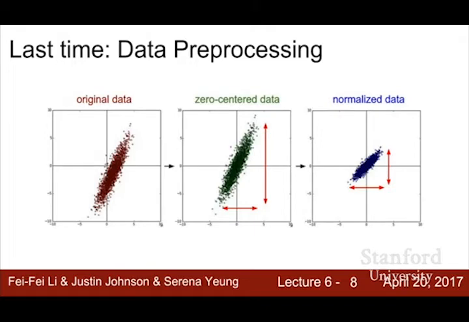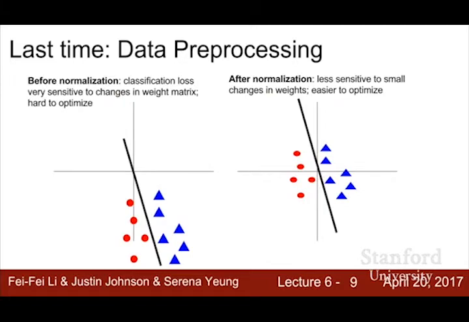We also talked last time about data pre-processing. We talked about how it's pretty typical in ConvNets to zero center and normalize your data, so it has zero mean and unit variance. I wanted to provide a little bit of extra intuition about why you might actually want to do this. So imagine a simple setup where we have a binary classification problem where we want to draw a line to separate these red points from these blue points.